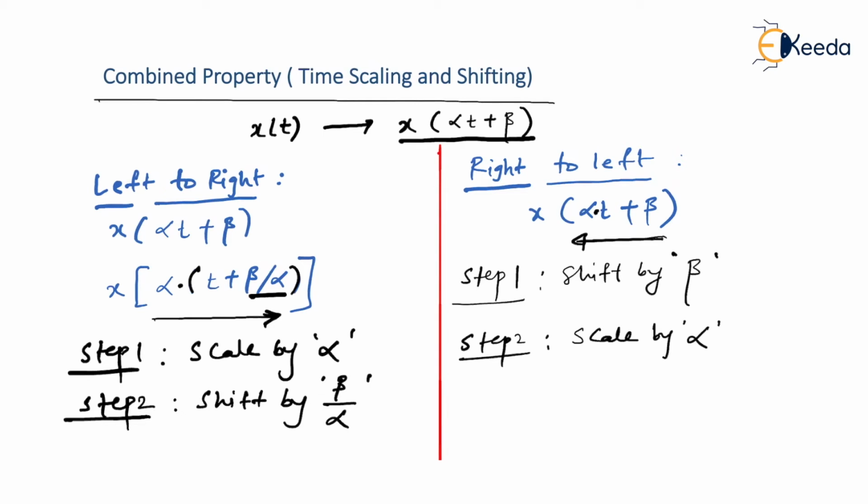So if you want to plot x of alpha t plus beta, you can follow one of the approaches, left to right or right to left. Once I explain this approach, I'll tell you my experience, and thereafter I generally ask students which approach they are quite comfortable with. They always go for right to left approach, which is this.